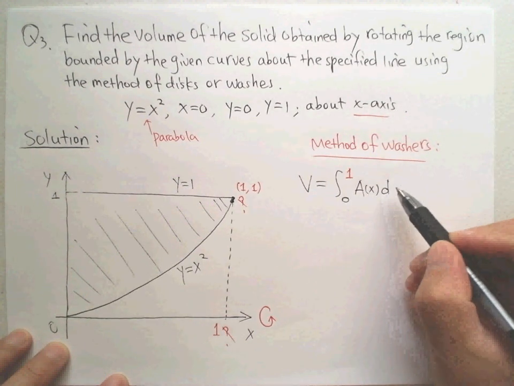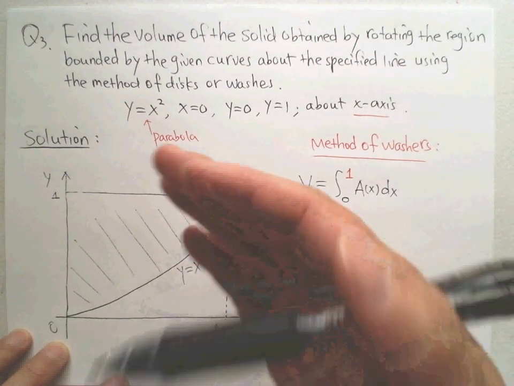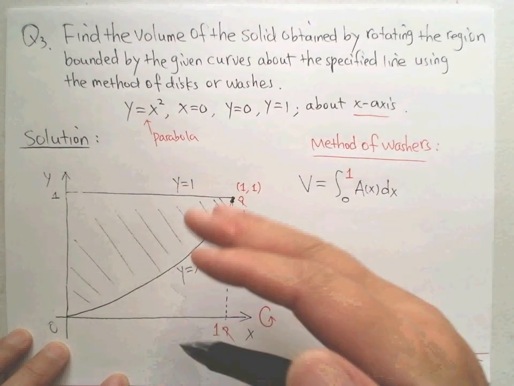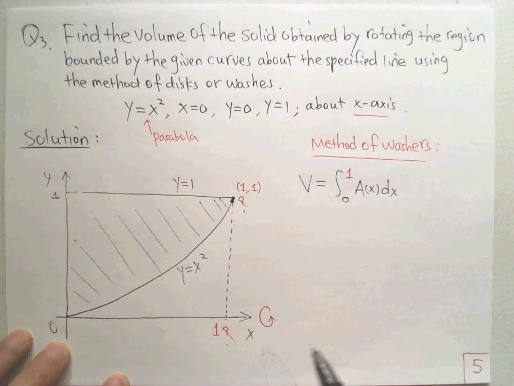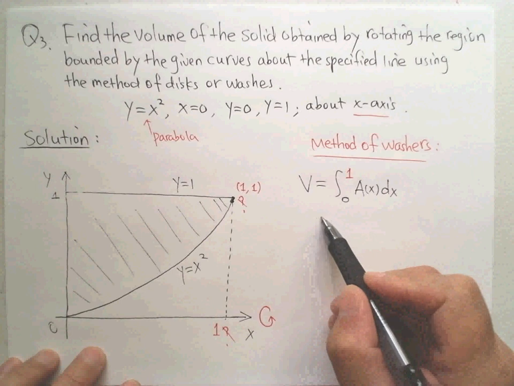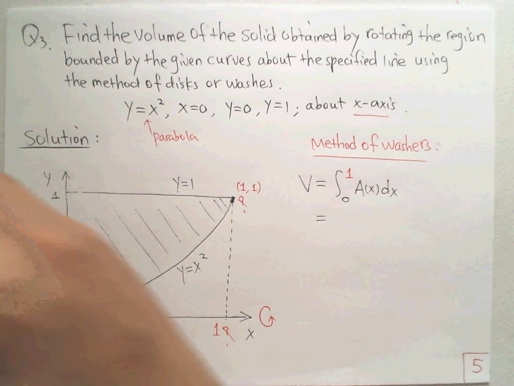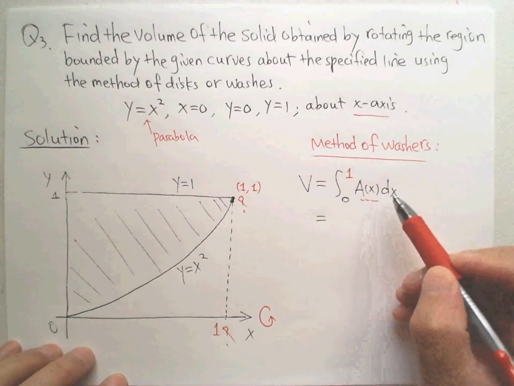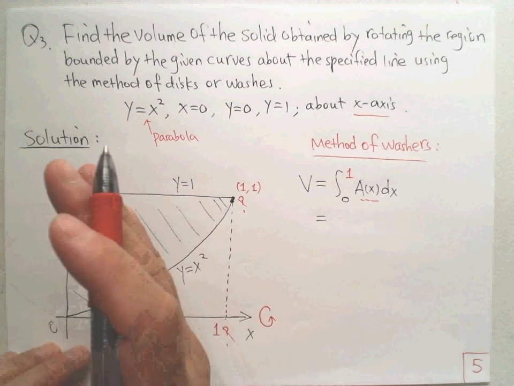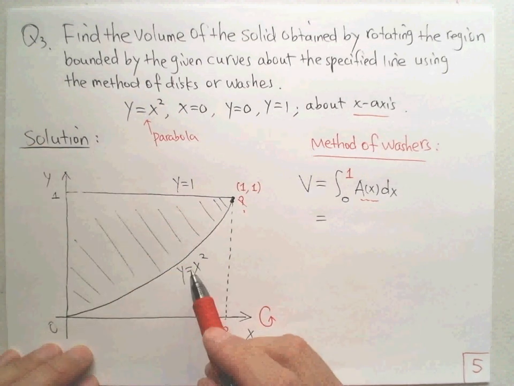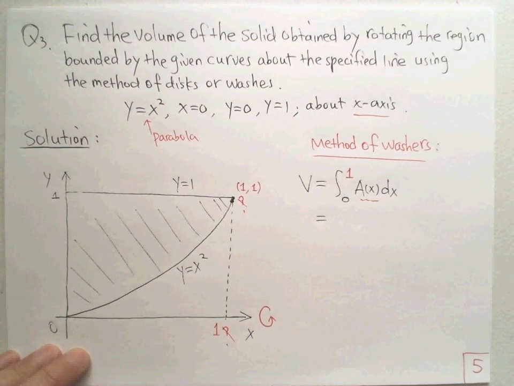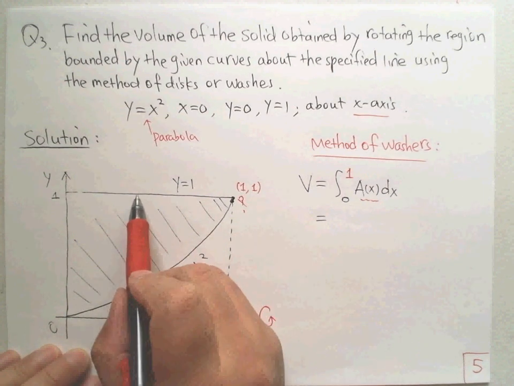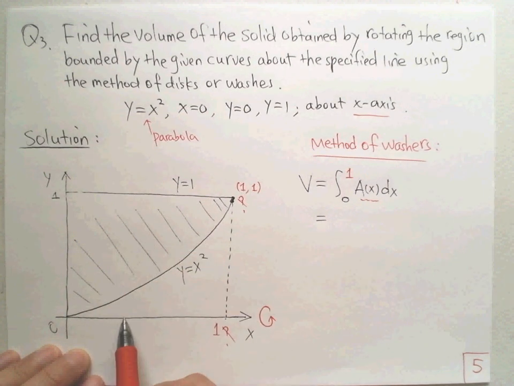And then what is A(x)? The area of the disk. We only have one formula: always A(x) times dx if we use this washer or disk method. Of course, not all questions are the same. We need to find out what A(x) is. I have to cut it. Okay, I cut the pieces so you can see.